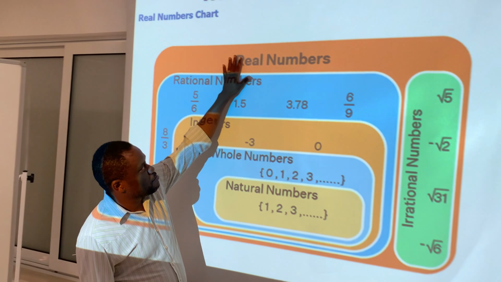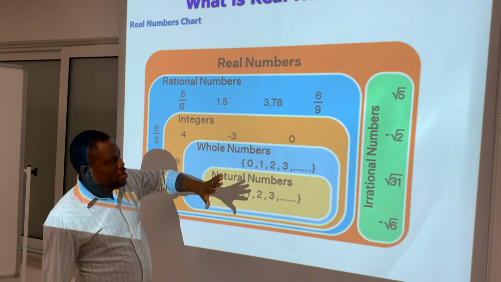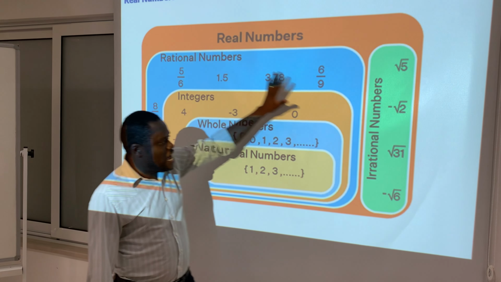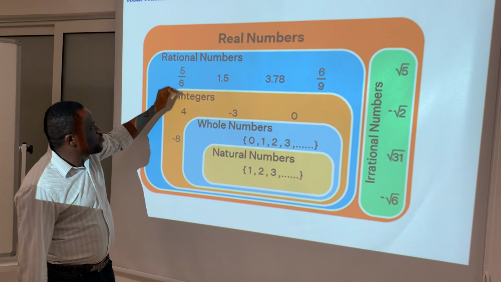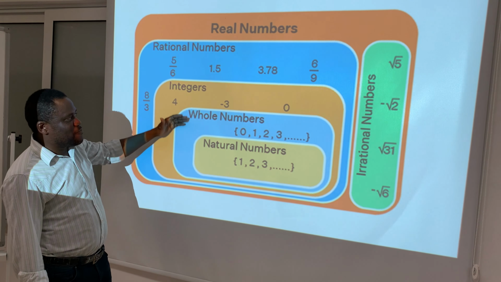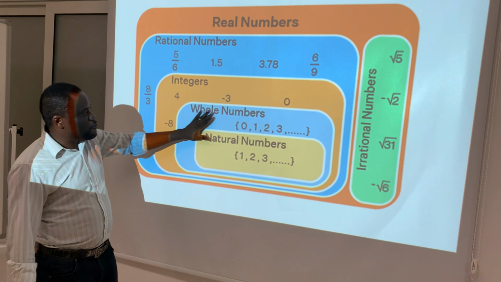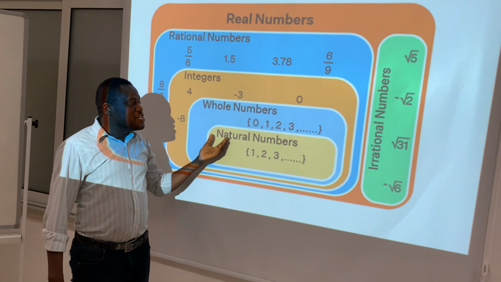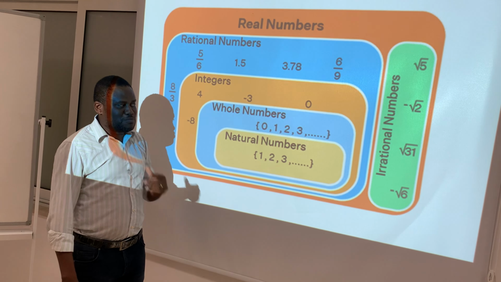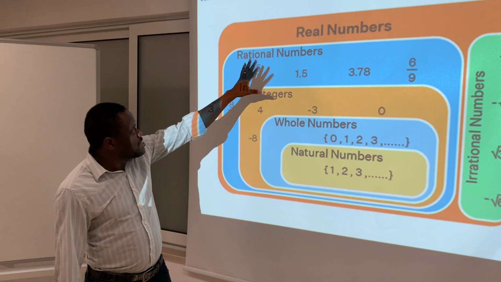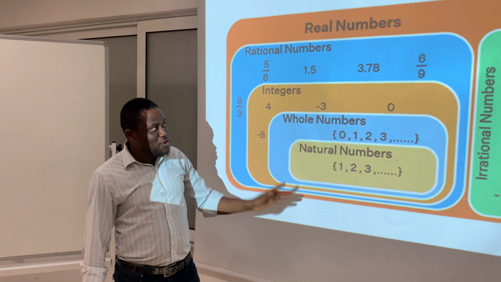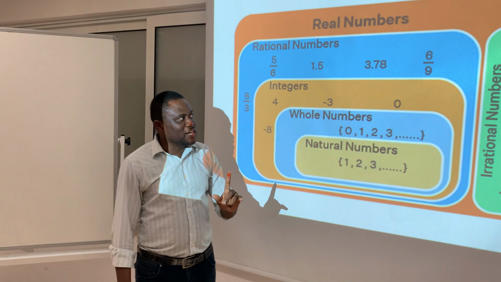This is the father. It's divided into two: we have rational numbers and irrational numbers. Under the rational numbers, we have integers, fractional numbers, whole numbers, natural numbers, and zero. You see, this is the family of real numbers. Now let's look at their symbols. All of them have their symbols, so don't use them interchangeably, okay?